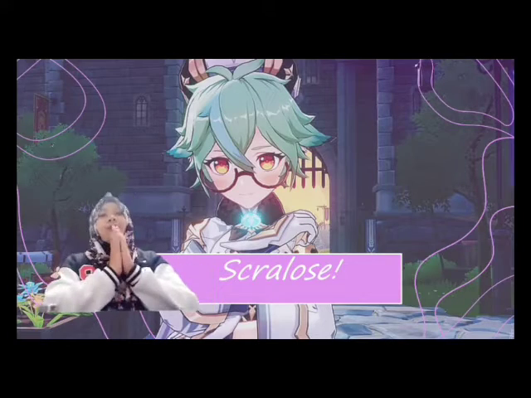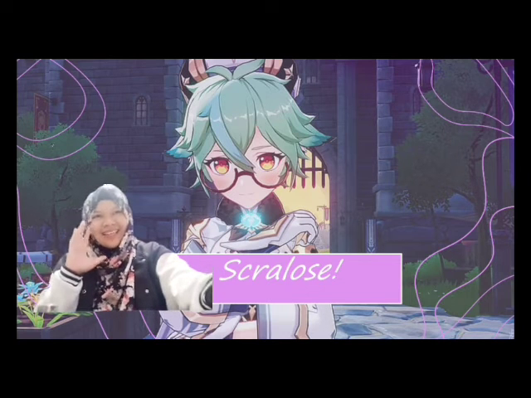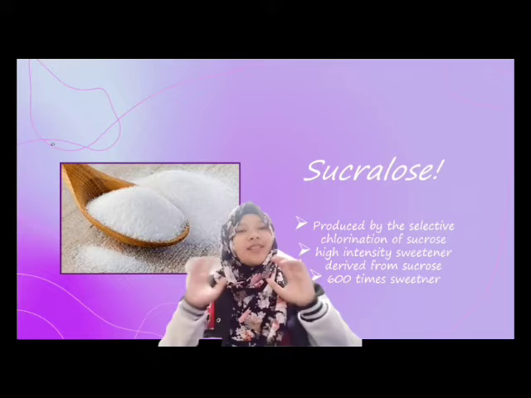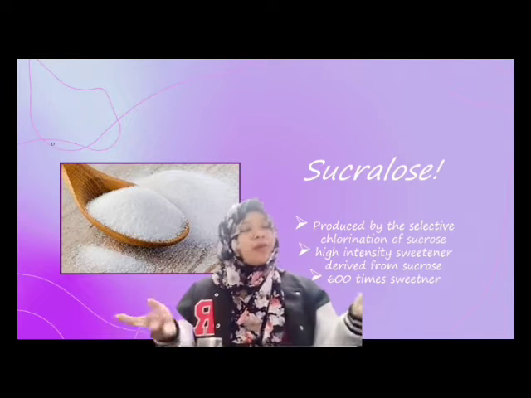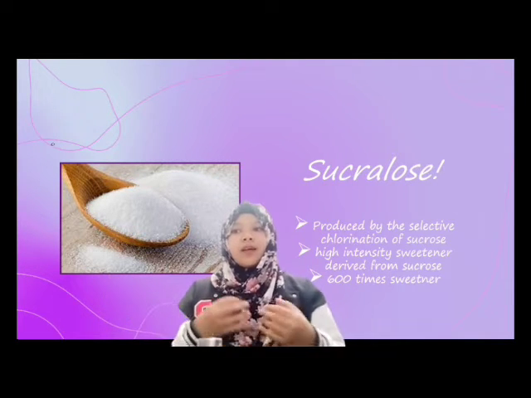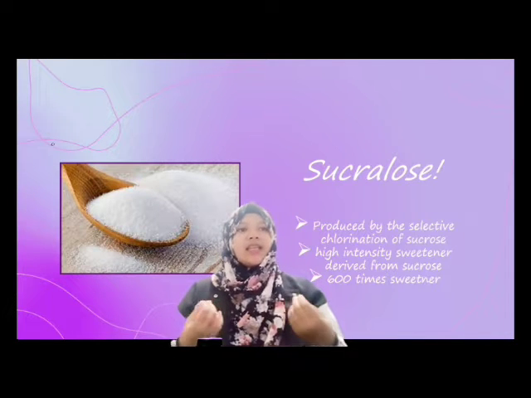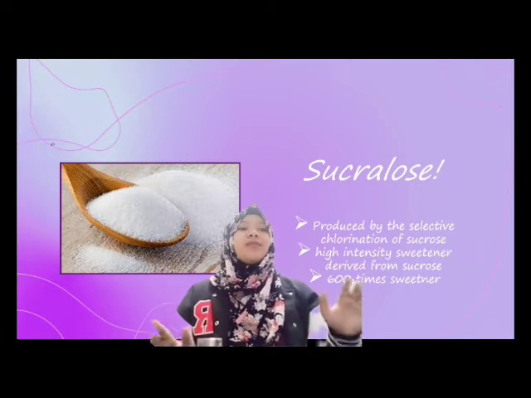Now, we'll be moving on to... sorry, this is the wrong sucrose. My bad. She is still a sweetheart though. Sucralose, produced by selective chlorination of sucrose, which is commonly used in normal table sugar. It is a high intensity sweetener derived from sucrose and is 600 times sweeter.